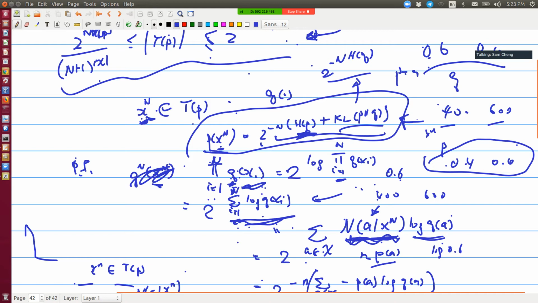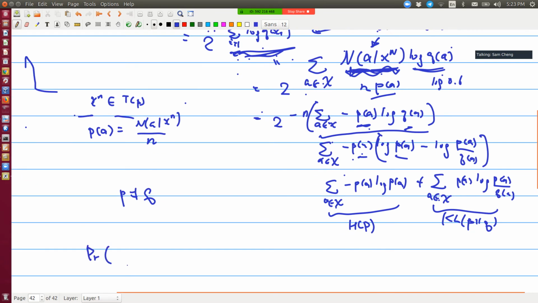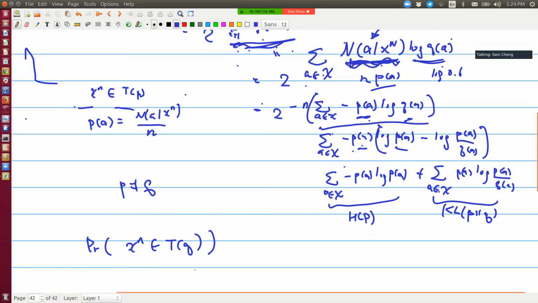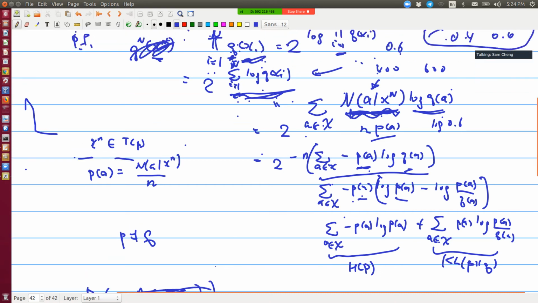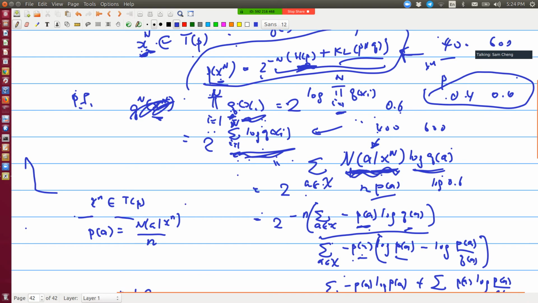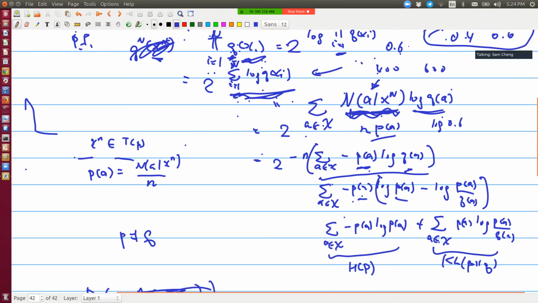So let's see. Now with this we can also ask what's the probability of getting something that is typical or not typical, in type class Q, let's say. Of course, we kind of know that. What's the probability to get a type class Q? Oh, no, we just already looked at that. As I mentioned, in that case we just substitute P equal to Q, then of course it's just 2 to the minus NH(Q). But let's look at something else.